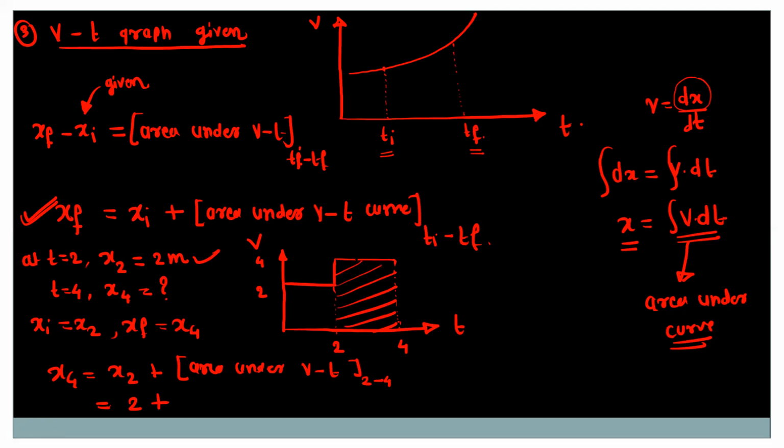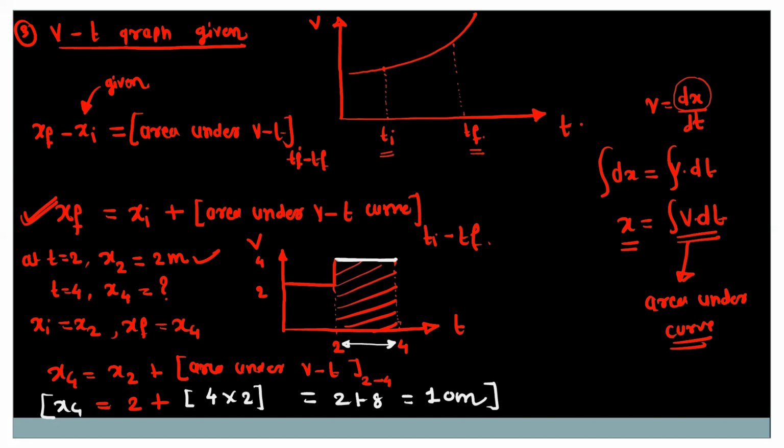Because this is the velocity time graph, that is a straight line for time 2 to 4 seconds, the area under that line will be this complete area, that is the shaded region. So this base is equal to 4 minus 2, that is 2, and this total height is equal to 4. So the area will be 4 into 2. So we will get 2 plus 8 meter, that is equal to 10 meter. So this is the final position. So this is how you can find out the position from the velocity time graph.